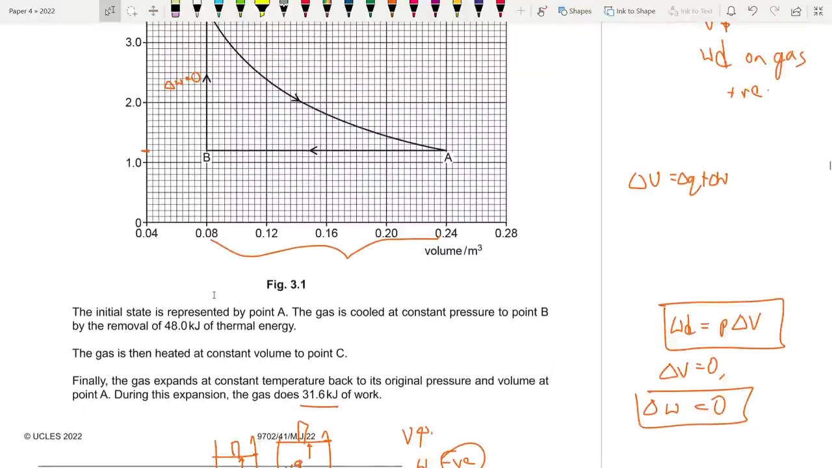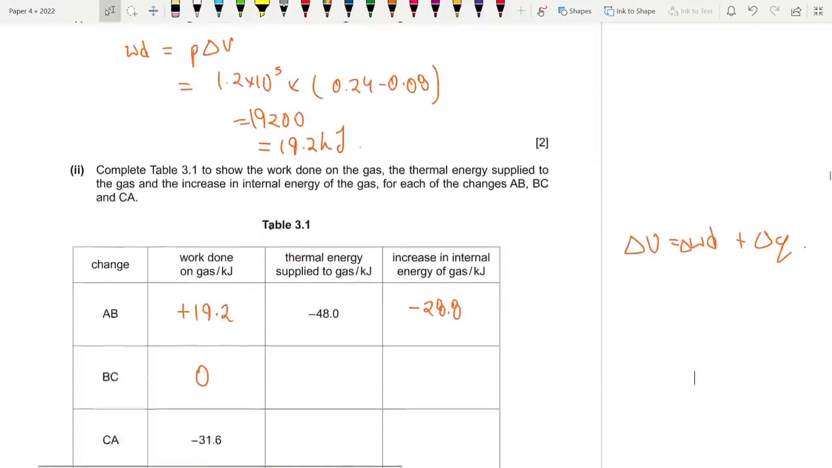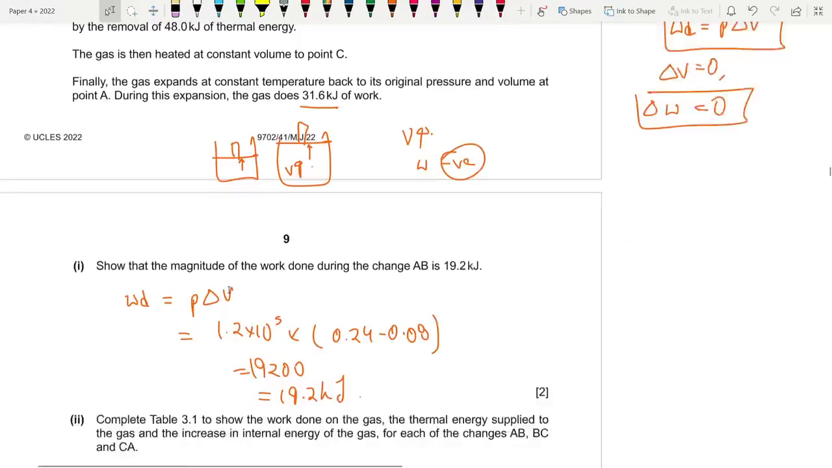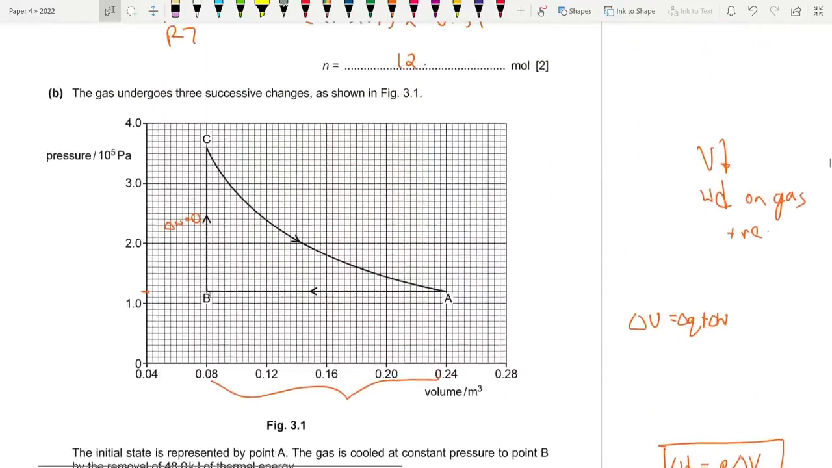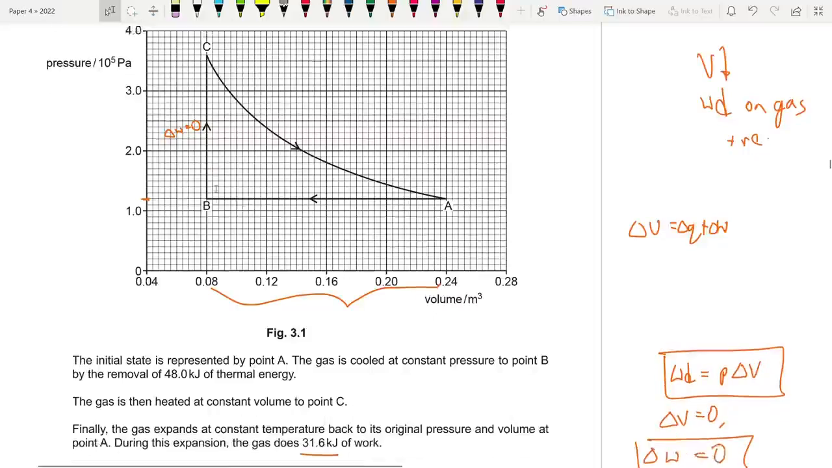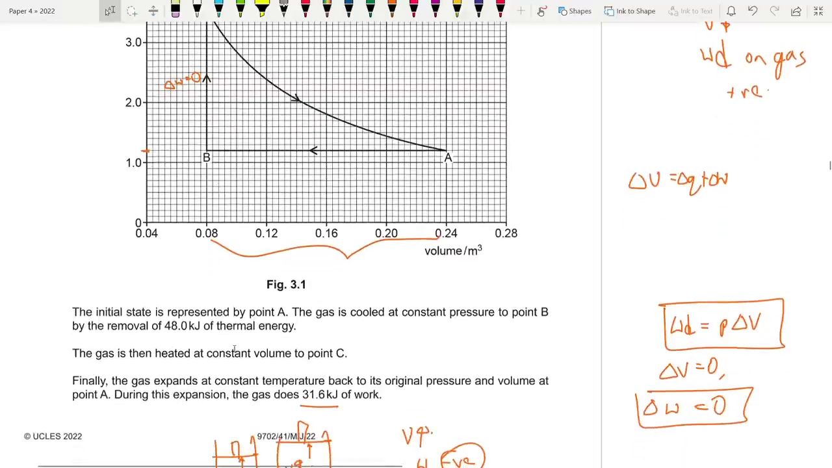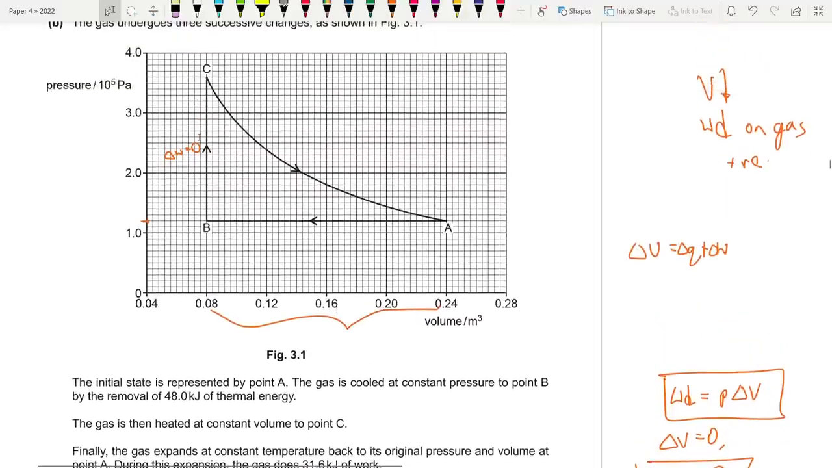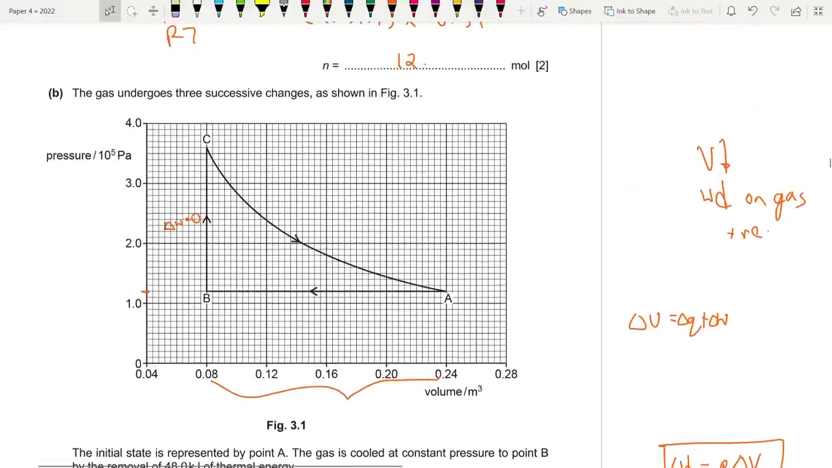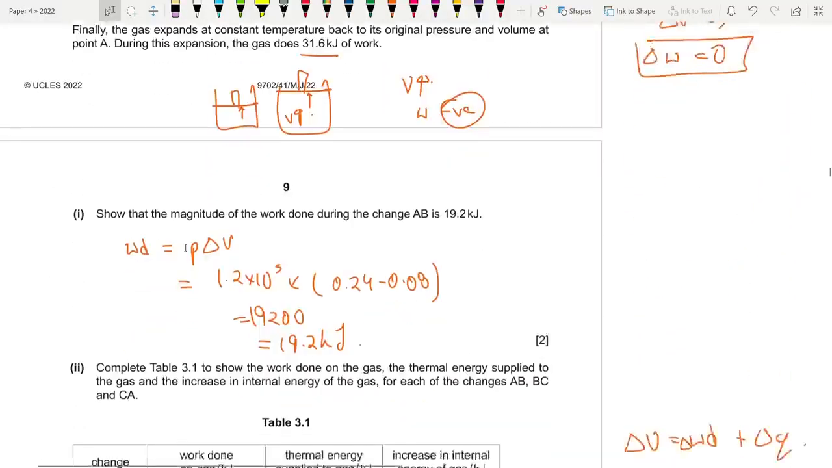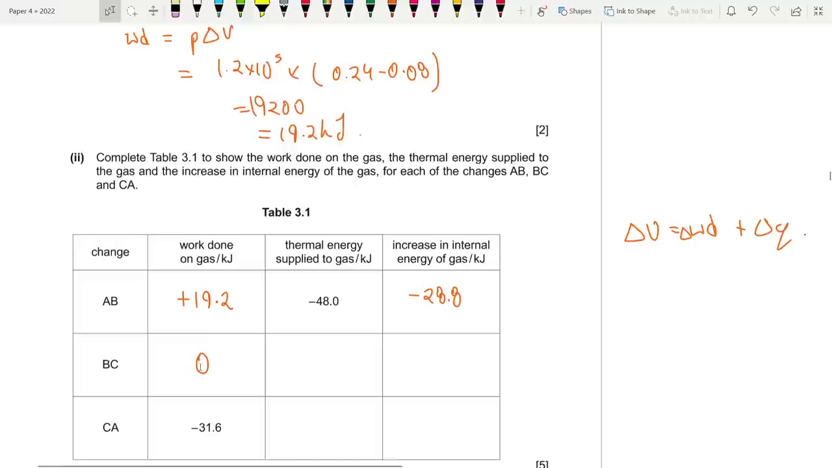So the initial state is represented by point A. It is cooled to go to point B, which is why this was minus 48 and the work done on the gas was plus 19.2. Then from B to C, what happened? The gas is then heated at constant volume to point C. Okay, so since it had constant volume, we opted for zero work done. All right. Do you guys understand?